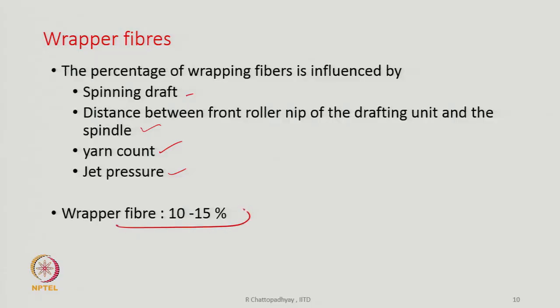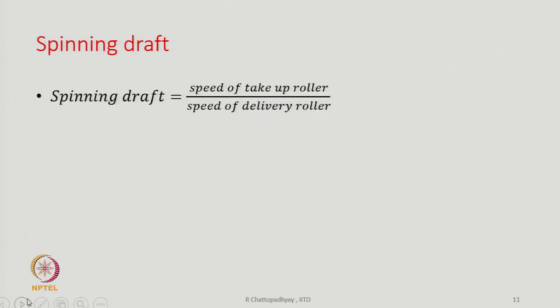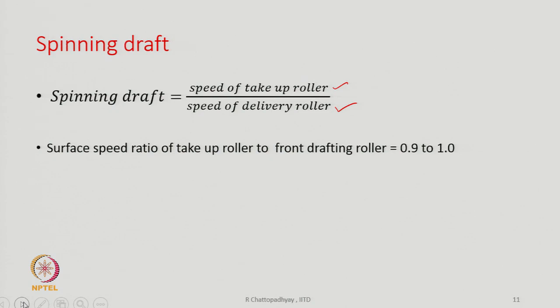So, wrapper fiber percentage, as I said, is somewhere between 10 to 15% most of the time, and we do not try to go beyond this, because there is a possibility that the yarn strength will go down. Now, spinning draft is basically the ratio of the speed of the take up roller and the speed of the delivery roller. That ratio is called the spinning draft. Generally it is very close to 1. Surface speed ratio of the take up roller to the front drafting roller is typically 0.9 to 1.